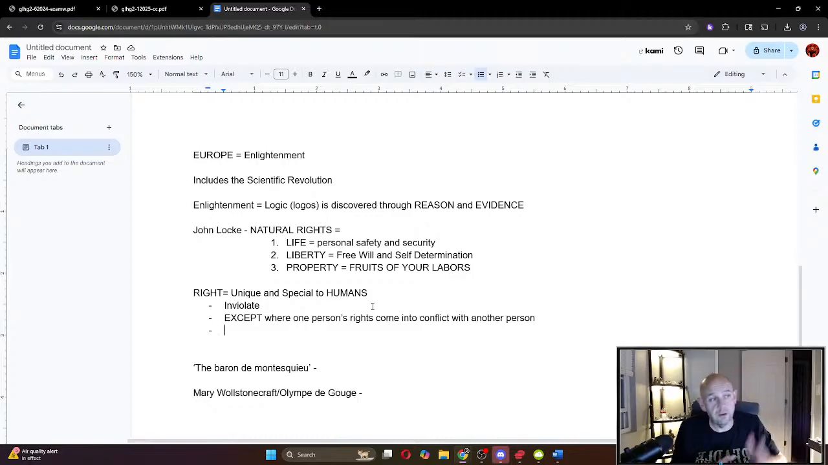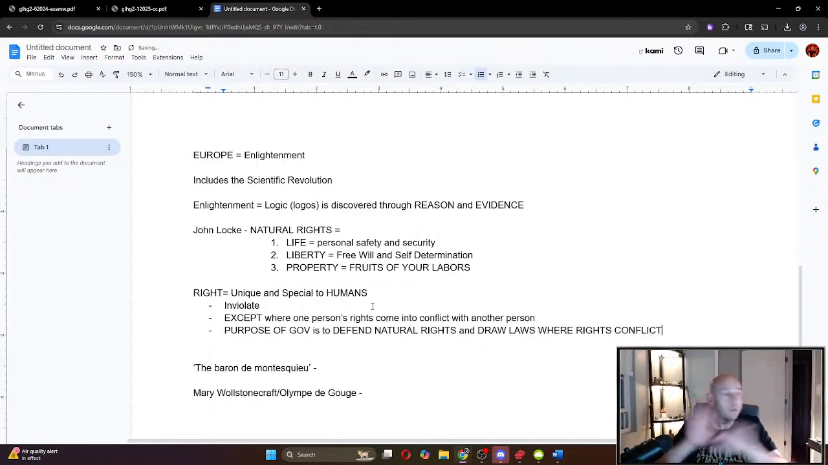Well, who wins there? And the answer is that's where laws and government are made. So Locke comes with the idea that the purpose of government is to defend natural rights and draw laws where rights conflict. That's it. That's all he thought government was meant to do. Draw laws where these lines conflict.